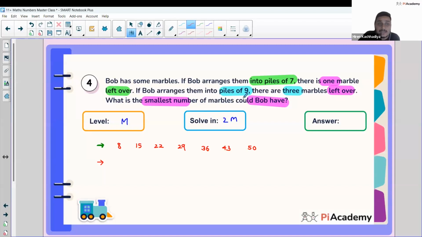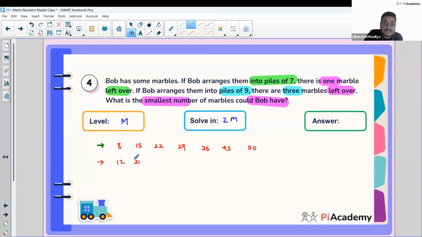If you are arranging in piles of 9, 3 is the remainder. So what is the first multiple of 9? 9, okay? So 9 plus 3 is 12, okay? Then the next multiple is what? 18. 18 plus 3 is 21, okay? Then you can see here, after this 21, what do you have?